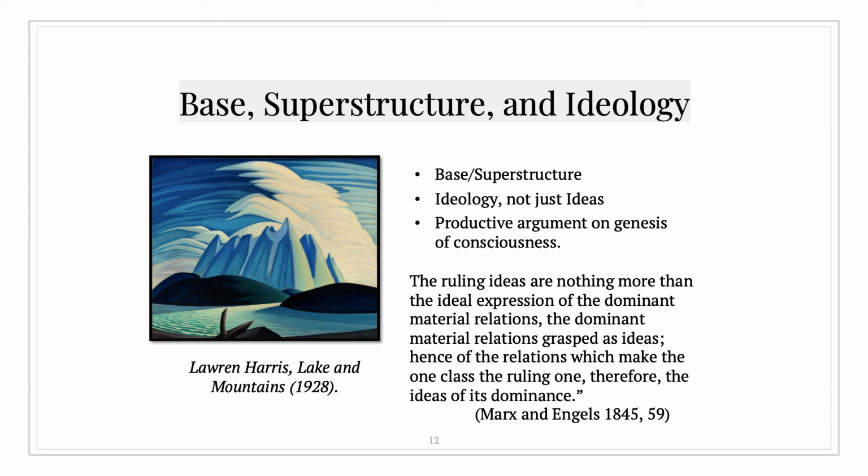We have here the second most famous quote from that book, on how dominant material actors produce dominant forms of thought. "The ruling ideas are nothing more than the ideal expression of the dominant material relations. The dominant material relations grasped as ideas. Hence, of the relations which make the one class the ruling one. Therefore, the ideas of its dominance." Page 59. This is extremely important. Ideology is not, in Marx and Engels' sense, just a bunch of ideas. Ideology is a series of abstractions, distinct from our material existence, that we use mistakenly to interpret the world. Interpretations are different from real material facts. A science of society, like a science of anything else, begins and ends with these facts. If you are following a Marxist ideological approach, that is.